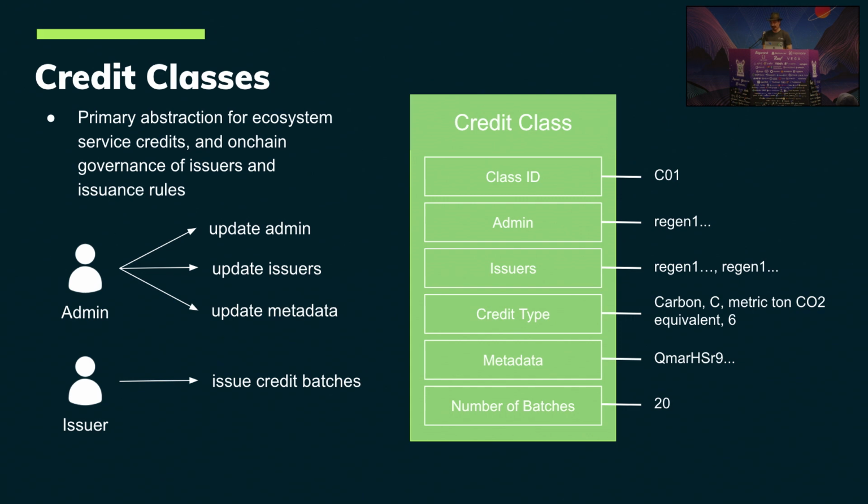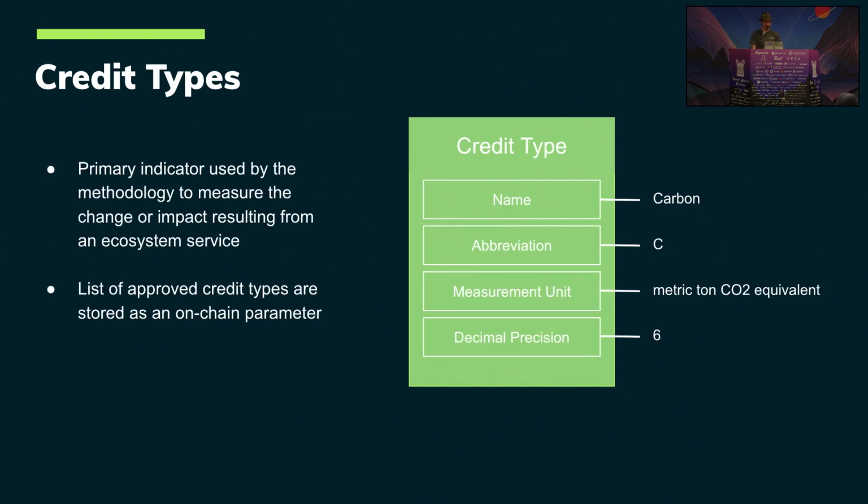And here's the actual on-chain representation, this is what it looks like. There's the class ID, who's the administrator, who are the issuers who are allowed to issue these credits, what's the credit type, what's the unit of account that we're talking about, any associated metadata that must be included, and then the number of batches. So you have micro governance control over each credit class. Credit type is very important. This is an example of carbon: what's its abbreviation, what's the measurement unit, what decimal precision do you have? These are basic bits of logic that if you're going to be generating a credit on Regen Ledger, this is how it comes out on the ledger itself.